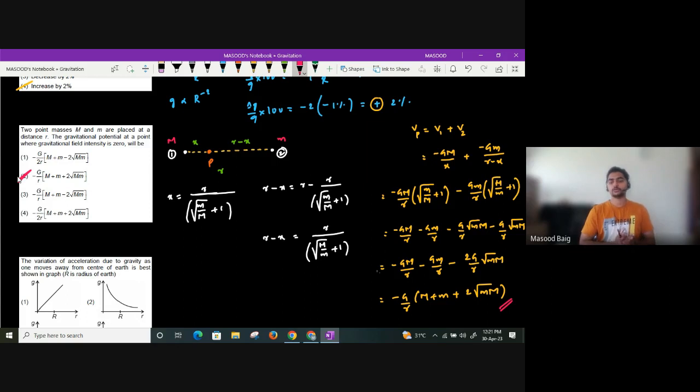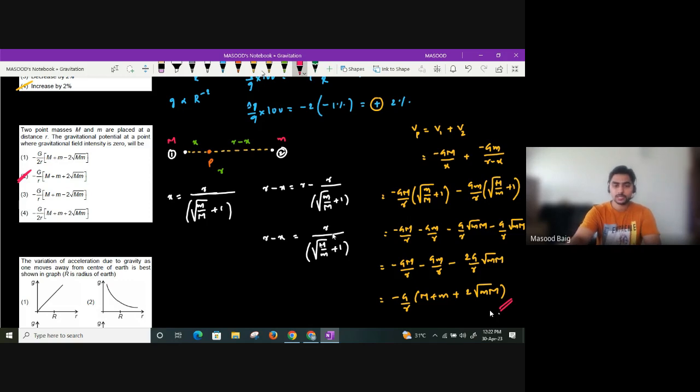Understood all of you? Where will field be 0? At neutral point. How will you find neutral point? If we have two masses, m1 and m2, from m1 mass, it will be r divided by root over m2 by m1 plus 1. From m2 mass, it will be r divided by root over m1 by m2 plus 1, guys.